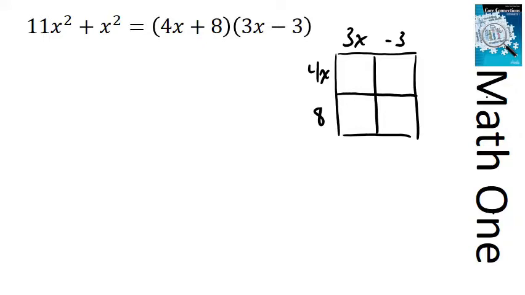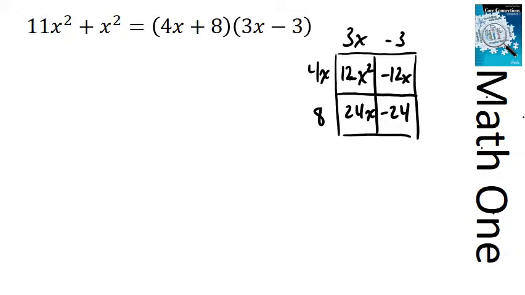Part of my product is 3x times 4x, which is 12, and x times x is x squared, so 12x squared. Next I have a negative 3 times a 4x, which is negative 12x. Below, in the left box, I have a 3x times an 8, which is positive 24x. And then my last box is 8 times negative 3, which is negative 24. So I'm going to rewrite the left-hand side using the values stored in those four boxes.